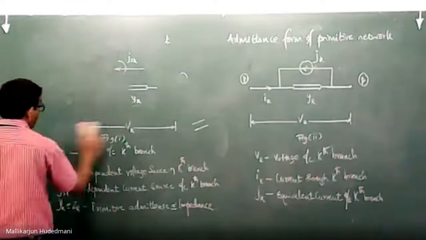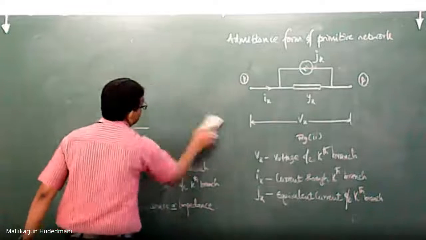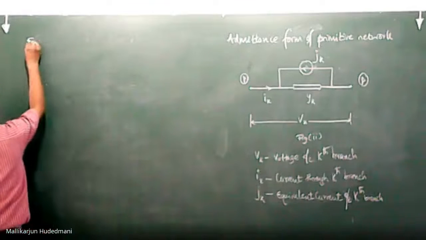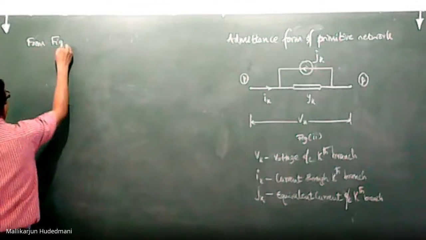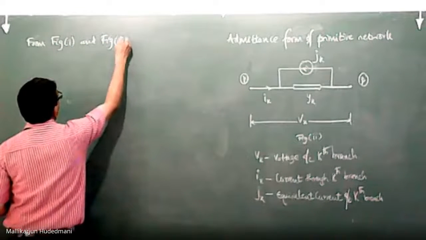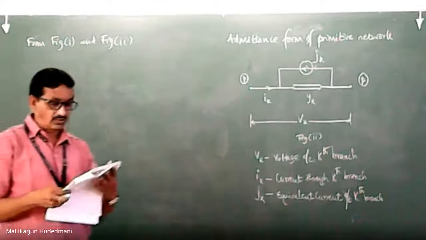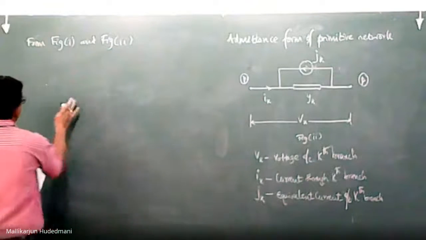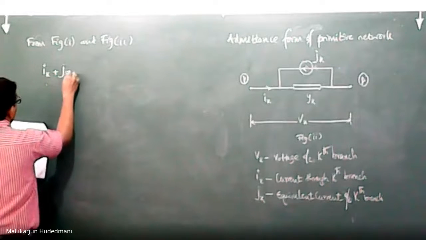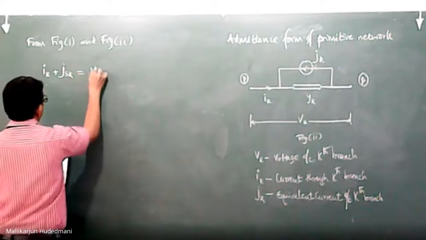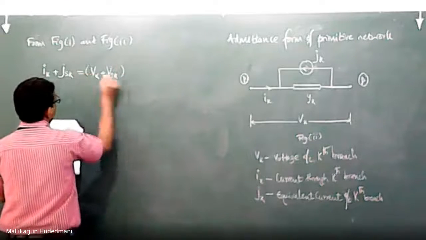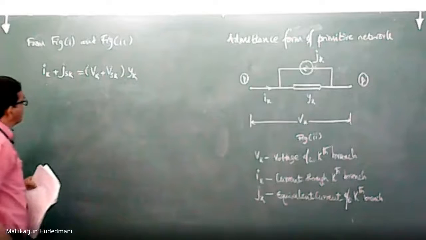From figure 1 and figure 2, when I make them equivalent, I have here IK plus JSK is equal to VK plus VSK into YK. You observe it, what is being done?